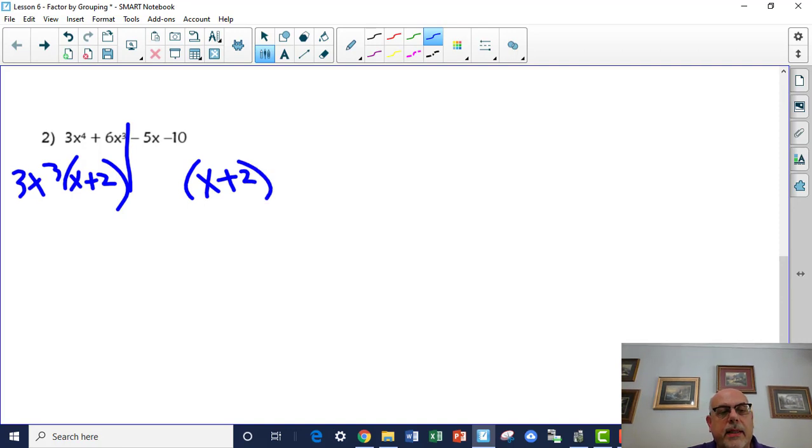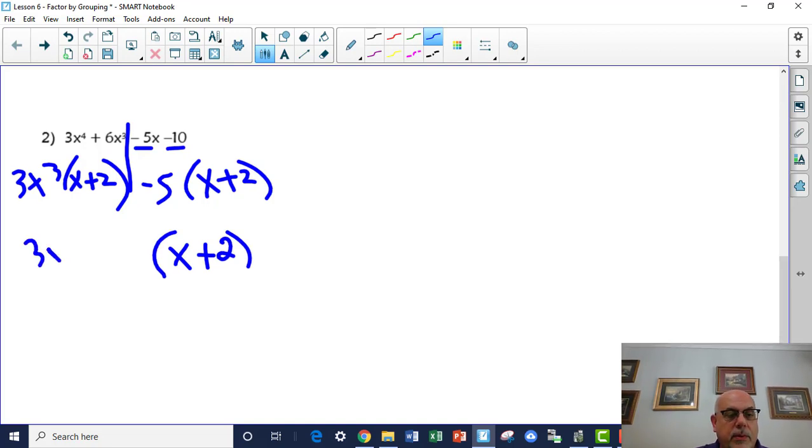If you look at that, they're both minuses. In order to flip that sign, I have to factor out a negative 5. So I factor a negative 5 out of those terms, I get an x plus 2. So at this level, my greatest common factor is x plus 2. When I factor that out, it leaves me with 3x cubed minus 5.